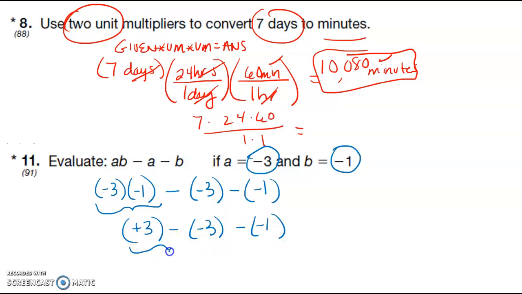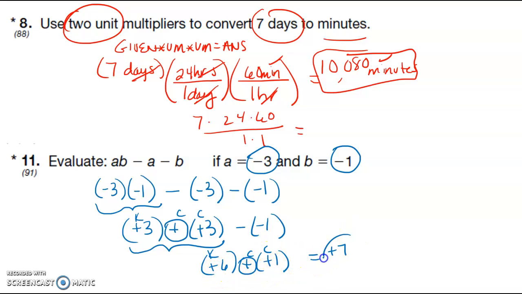Then I'm going to take these first two. This is a subtraction problem, so I'm going to keep, change. That means I have positive 3 plus positive 3, which is positive 6. Again, another subtraction problem, so I'm going to keep, change. Positive 6 plus 1 is equal to positive 7.